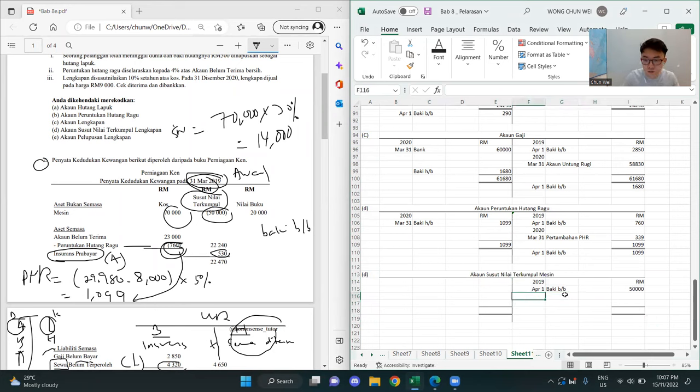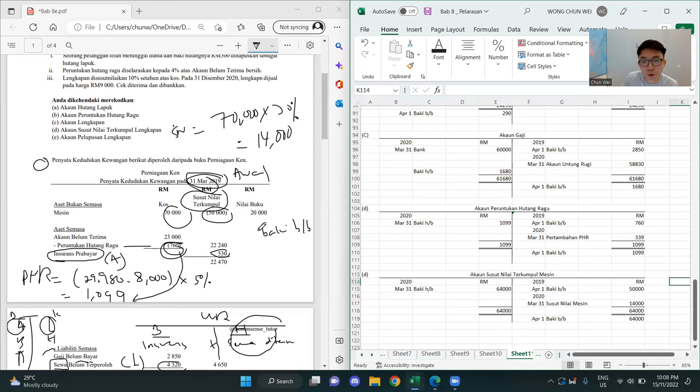So here, 2020, March 31st. When you add, what do you put here? You write the account Susut Nilai Mesin. So that's what you calculated, Susut Nilai Mesin, 14,000. So here, put 14,000. Then you add them up, 64,000. And then here, for 2020, Ringgit Malaysia, March 31st, this will be a Baki HB. So this whole 64,000 put here. So HB, you bring down to PB. 64,000. Bam. That's it.